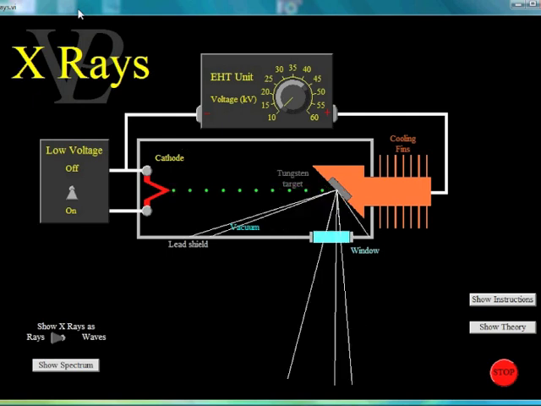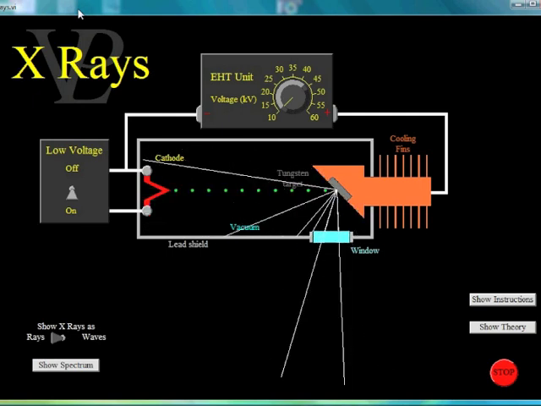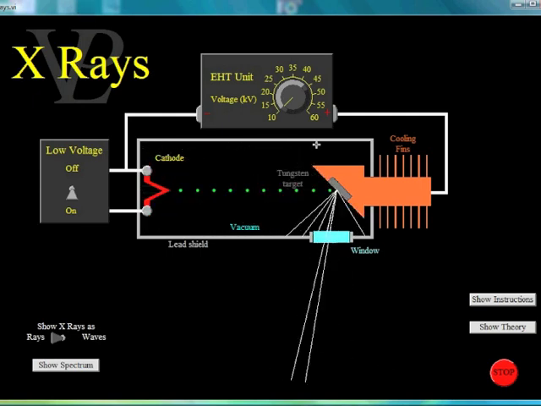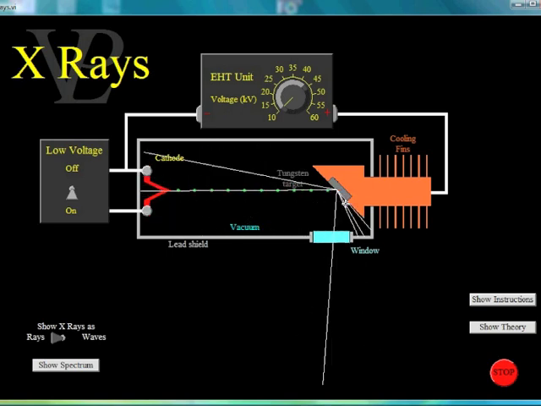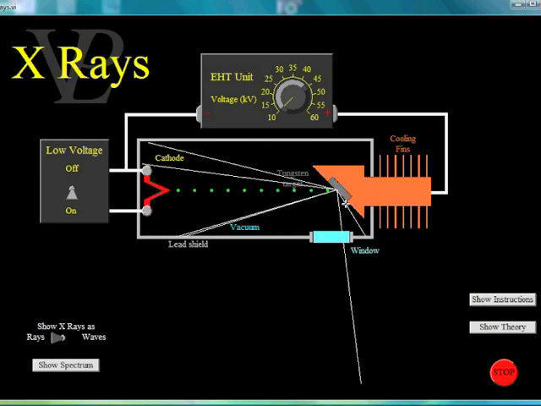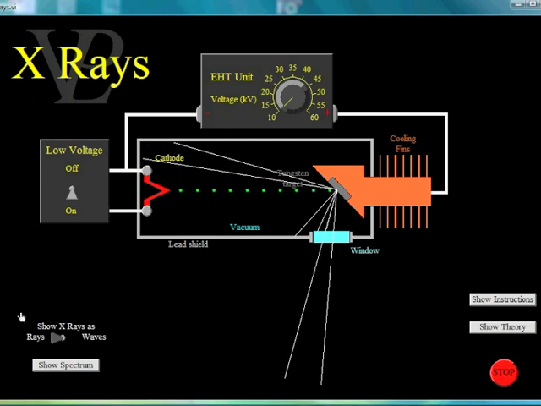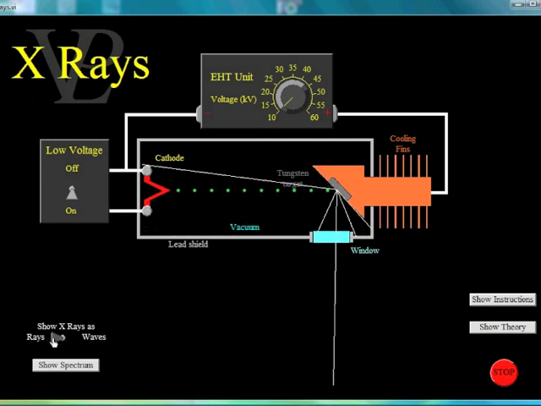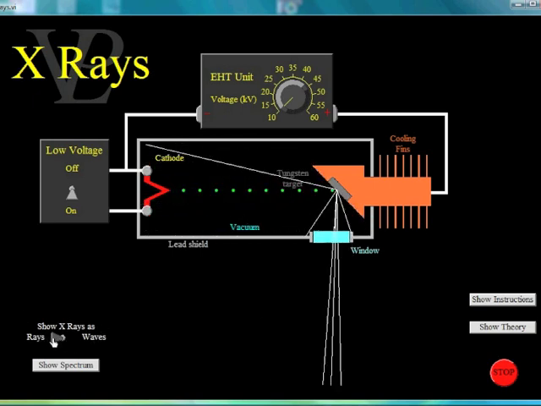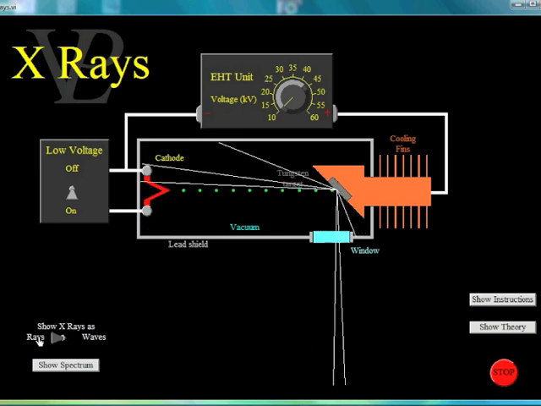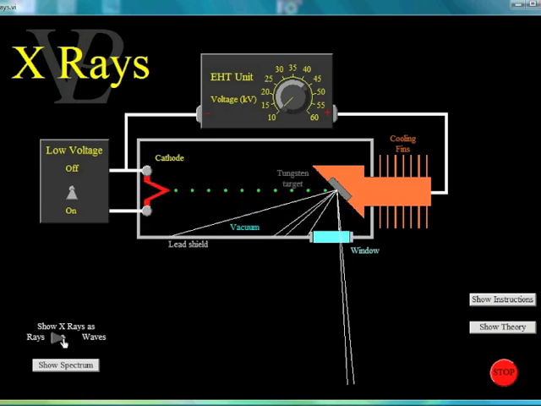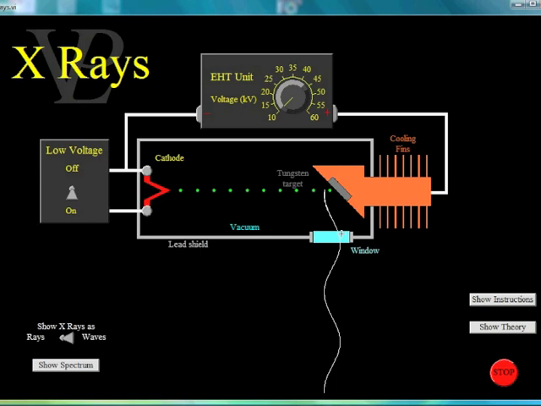For the next part, we want them to see the X-rays as waves rather than the kind of rays that they appear as now. So the way we do that is we move down to the bottom here, and they have to click on the button to change it from showing rays to waves. By doing that, you can see now that the waves are being demonstrated here.